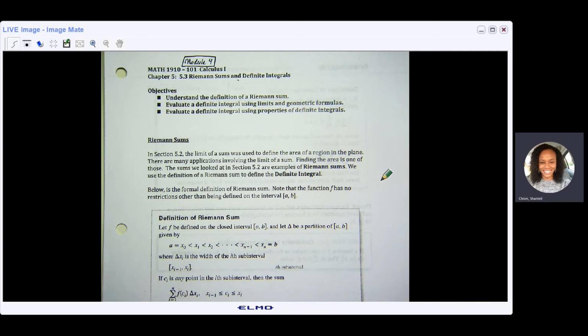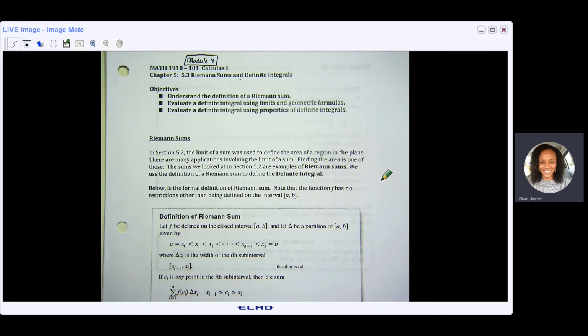So here, definition of Riemann sums: let f be defined on the closed interval [a, b] and let delta be a partition of [a, b], where a and b are just some endpoints, and of course a is smaller than b, and where delta x sub i is the width of the ith subinterval. If c sub i is any point in the ith subinterval, then the sum from i equals 1 to n of f at c sub i times delta x sub i is called a Riemann sum of f for the partition delta.